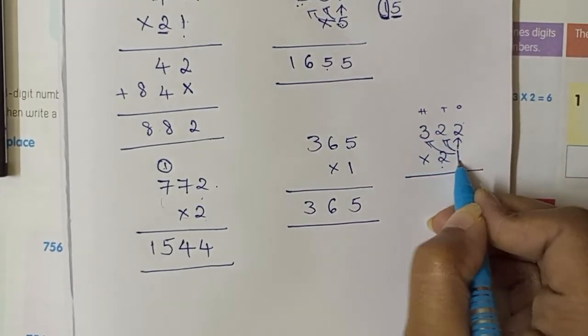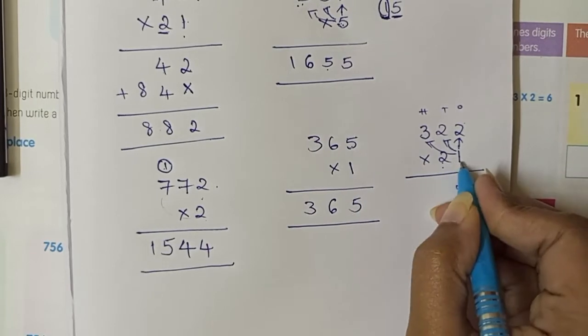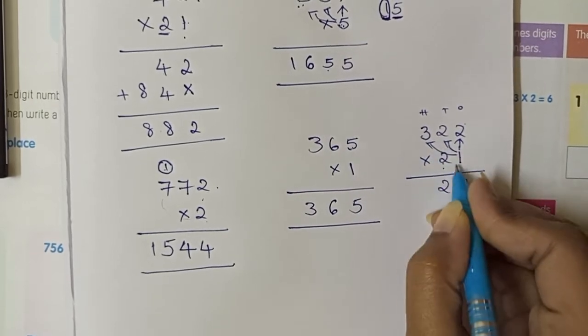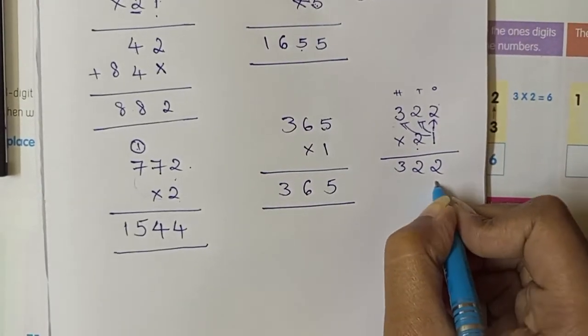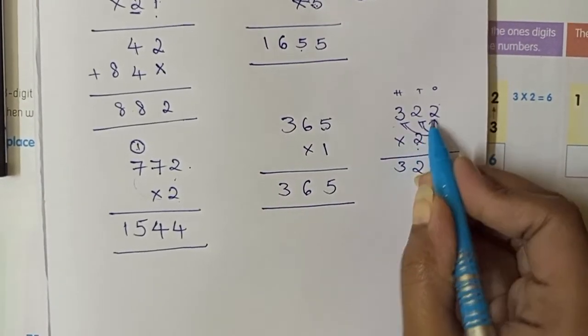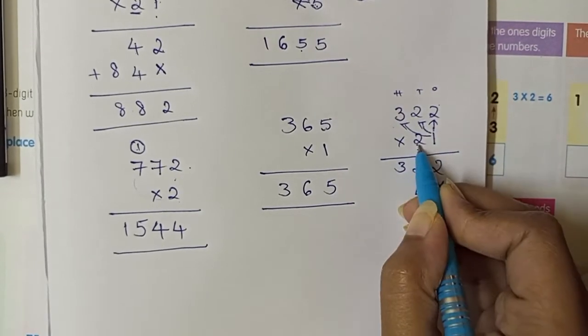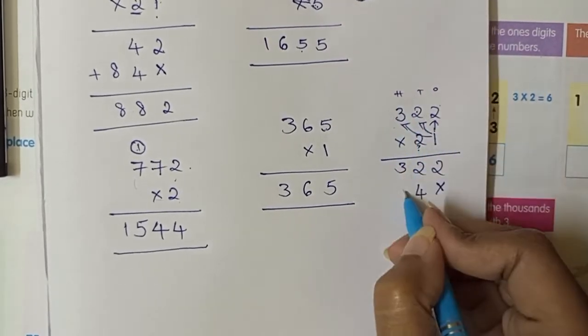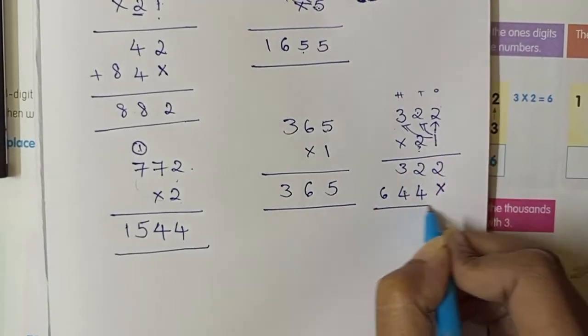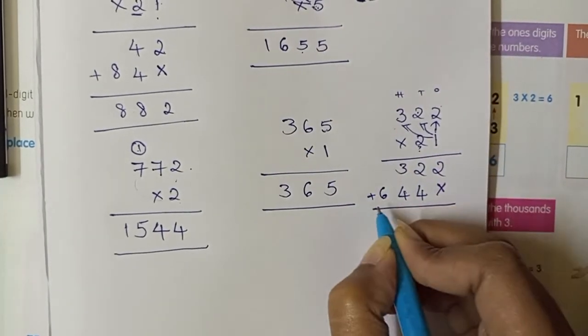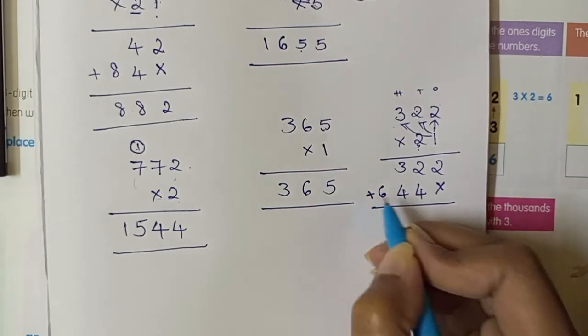See here, 1 twos are 2, 1 twos are 2 and again 1 threes are 3. Ones place is completed. So we have to put 1 into mark. 2 twos are 4. Again 2 twos are 4. 2 threes are 6. We have to add now.